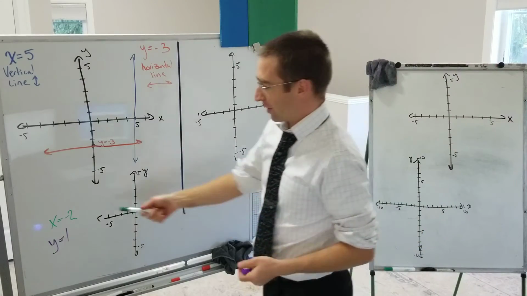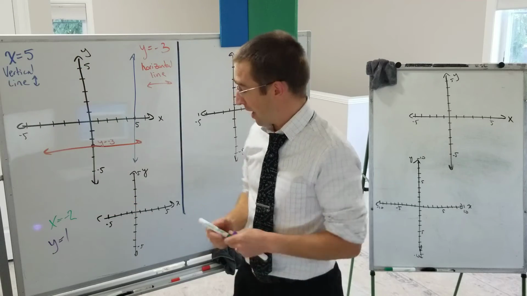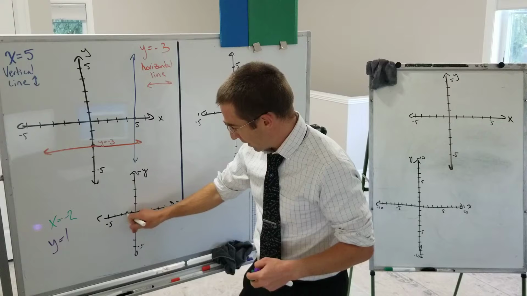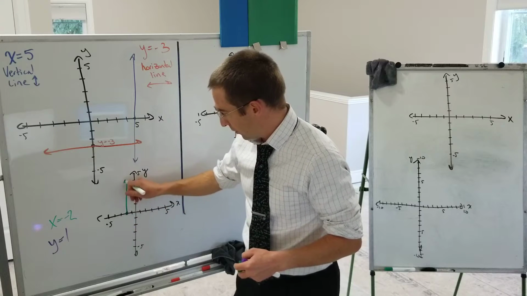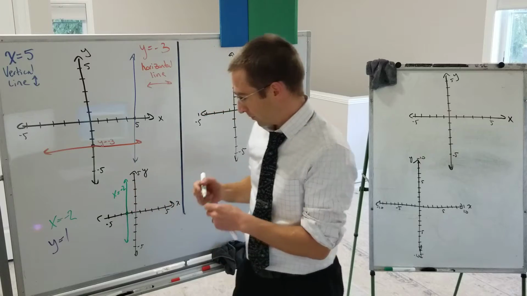All right, so let's go ahead and do x equals negative 2. So x equals negative 2 is going to be a vertical line. I find where x is negative 2, that's right here, and then I go up and down, vertical line. Boom, that's the line x equals negative 2.